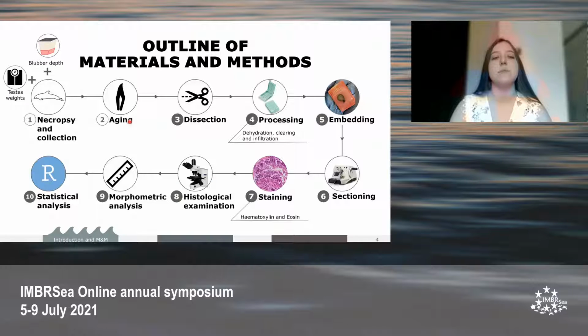Most of my research was based on histological examination of testes. The samples were obtained from bycatch and stranding programs organized over 30 years along the northeastern Atlantic coast. During necropsy, testes weights, blubber depth, and other body size parameters like length were measured. And the individuals were all aged based on their teeth.